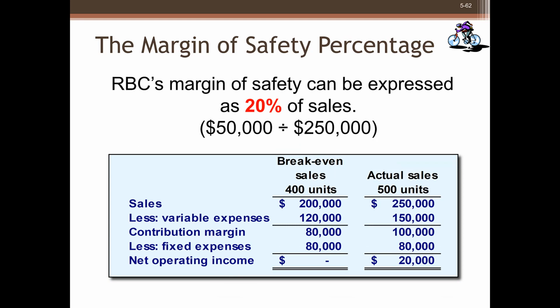We can also calculate the margin of safety percentage. RBC's margin of safety can be expressed as 20% of sales. We use margin of safety in dollars divided by total sales. This is actual sales for RBC, $250,000, and we can get 20%.